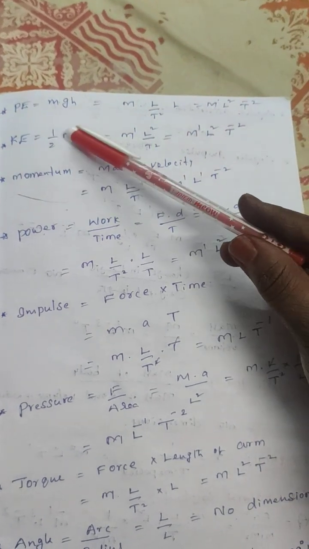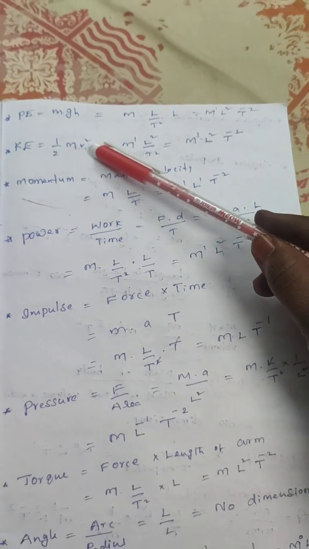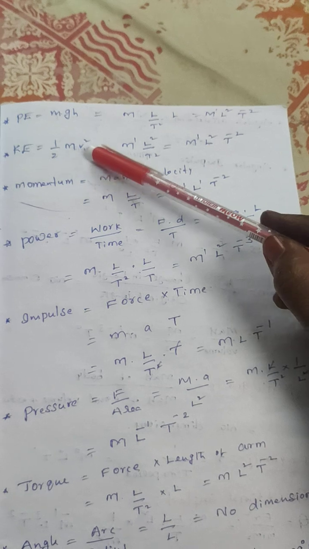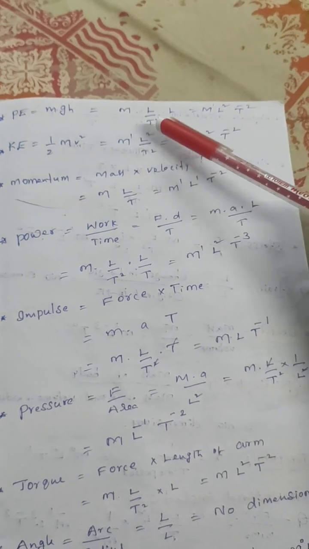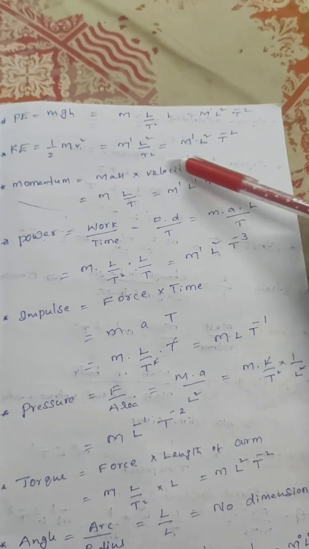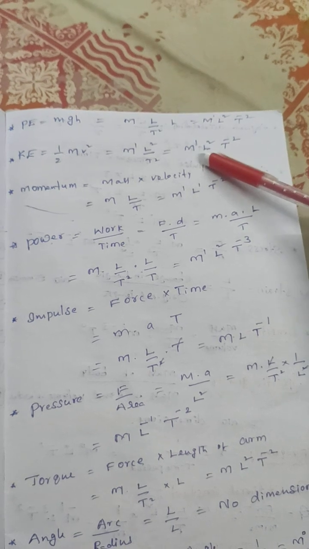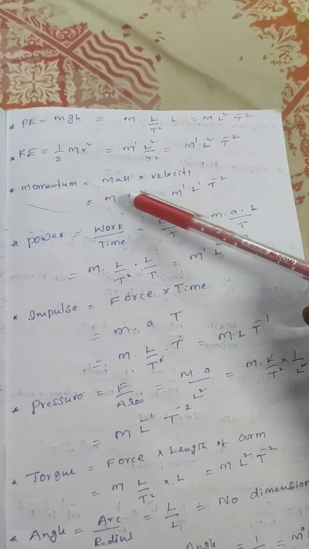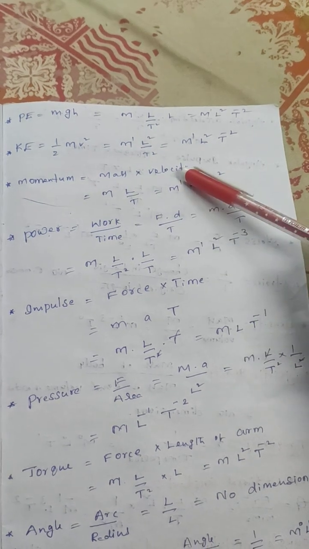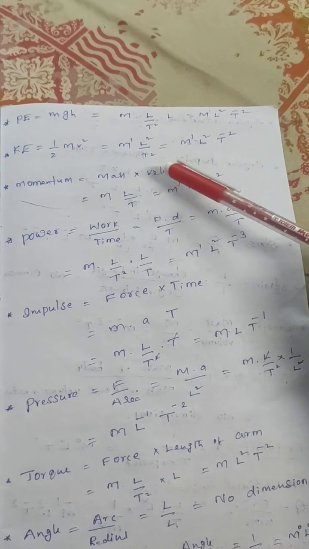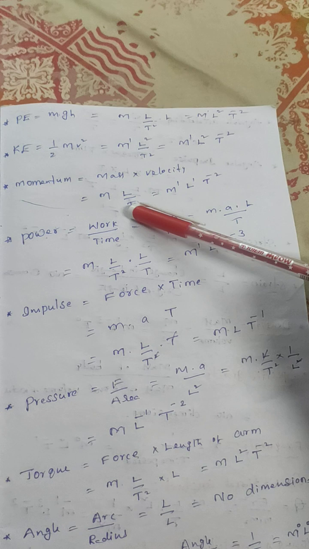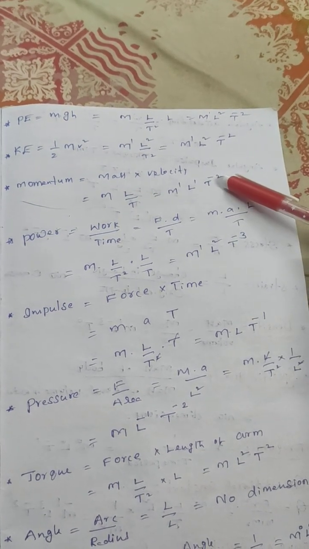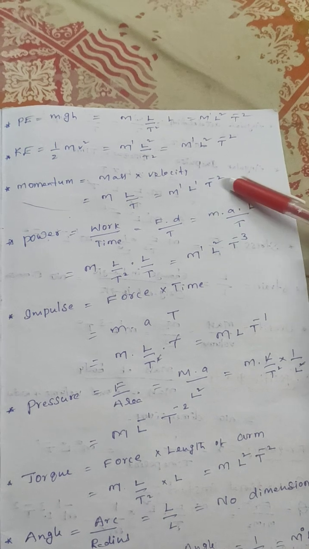Kinetic energy formula is 1 by 2 mv square. The 1 by 2 is a numerical, we will leave it. Mass M. V square, V is L by T. V square means L square by T square. Same only: M power 1, L square, T power minus 2. Momentum. Momentum formula is mass into velocity. Mass is capital M. Velocity is L by T. M power 1, L power 1, T power minus 1. Like that we will write momentum dimensional formula.